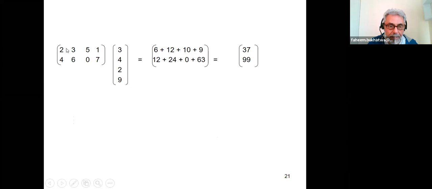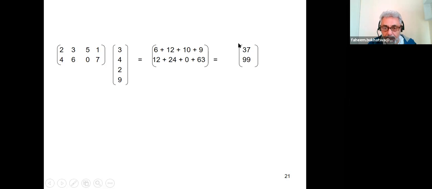So if you're to multiply that matrix A into B, first remember the number of columns of the first one must equal the number of rows of the second one. So you multiply the first row into this column. 2 times 3 is 6, 3 times 4 is 12, 5 times 2 is 10, 1 times 9 is 9, and add them up, and that gives us 37. That's the first element. And for the second row, multiply it into the column here. There it is. 4 times 3 is 12, 6 times 4 is 24, 0 times 2 is 0, and 7 times 9 is 63. You add them up and get 99.